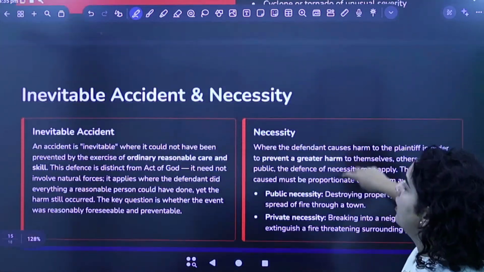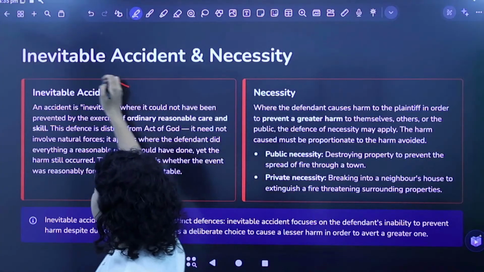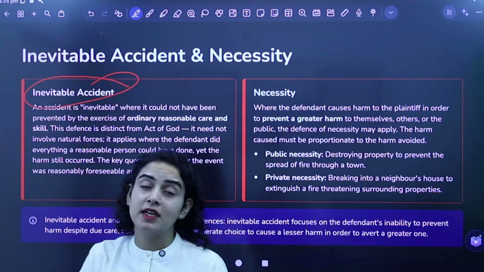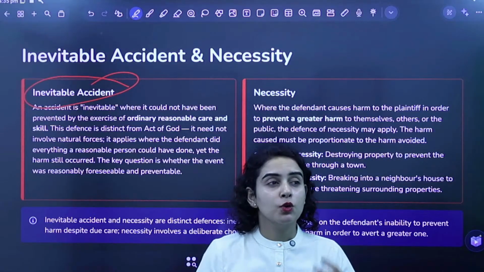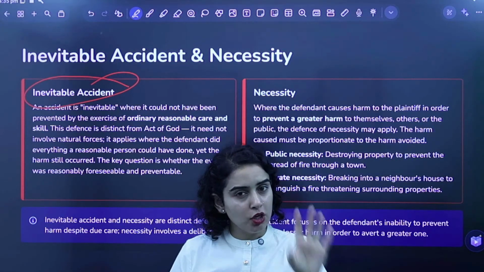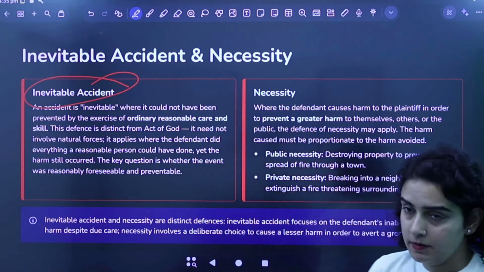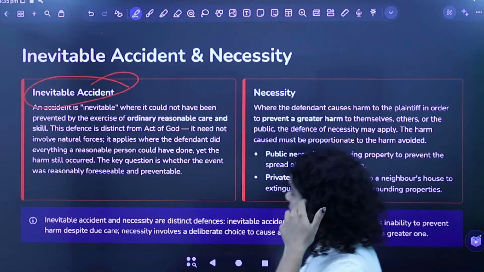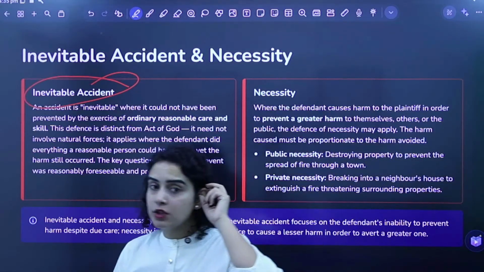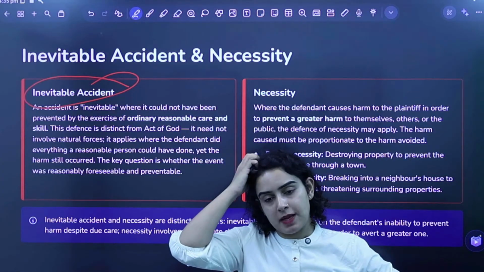Okay. Next we have inevitable accident. Something which is, देखो inevitable का मतलब है that something which could not be foreseen, something which we could not predict, and something which we could not avoid. Okay. Now let's say you are driving on the road. Now, once you started from your house, everything was absolutely fine.